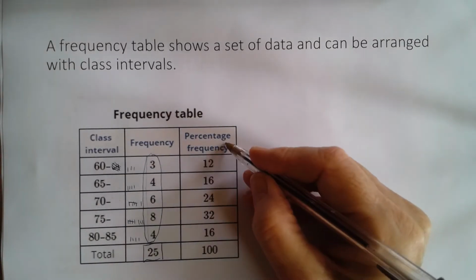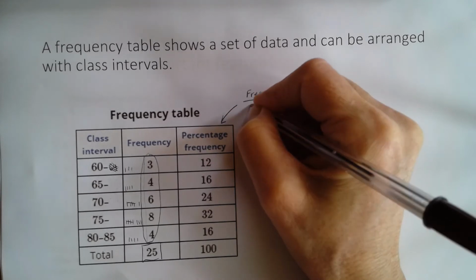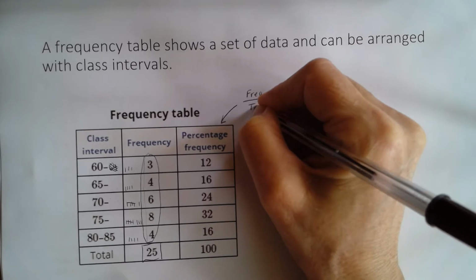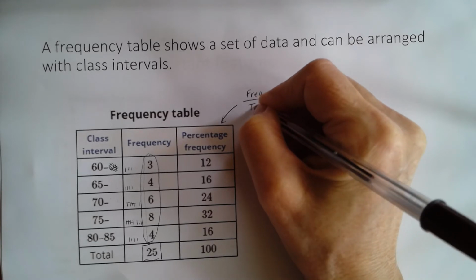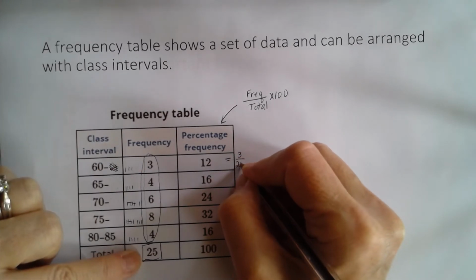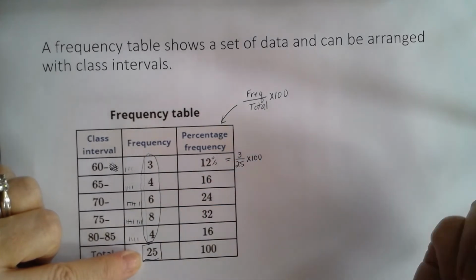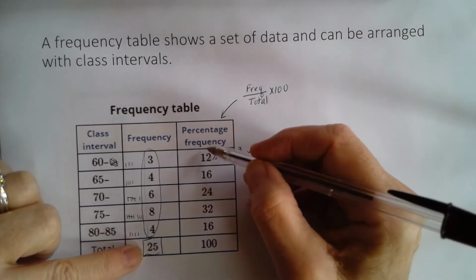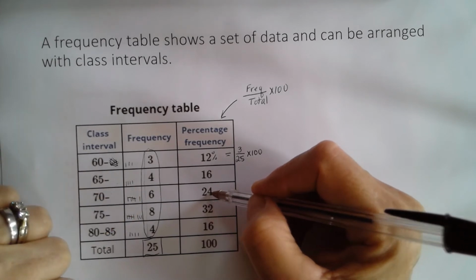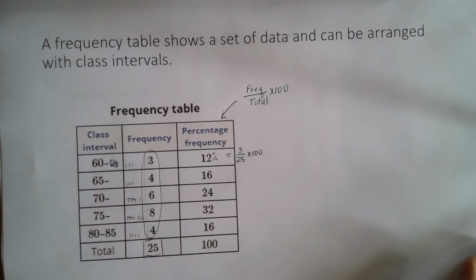Now this percentage frequency is a new column, and to get percentage frequency, you take the frequency divided by the total number of people and multiply by 100. So to get that 12, I must have done 3 over 25 times 100, and that gets me 12, and it's actually percent, but we don't write the percent sign. So percentage frequency goes here. So this one would be 6 divided by 25 times 100 gives 24. And that, of course, has to add up to 100 because that's a percentage.